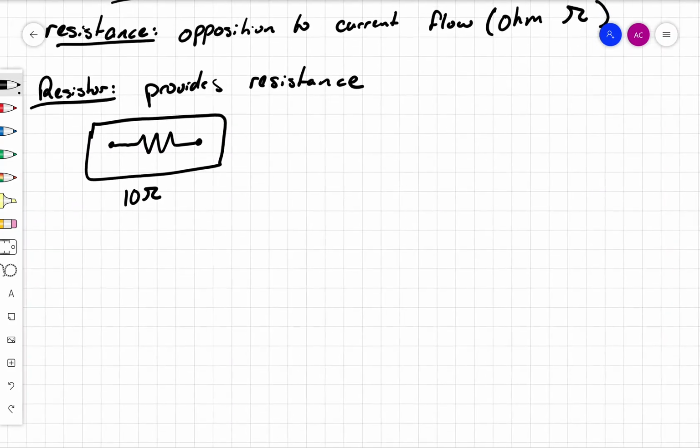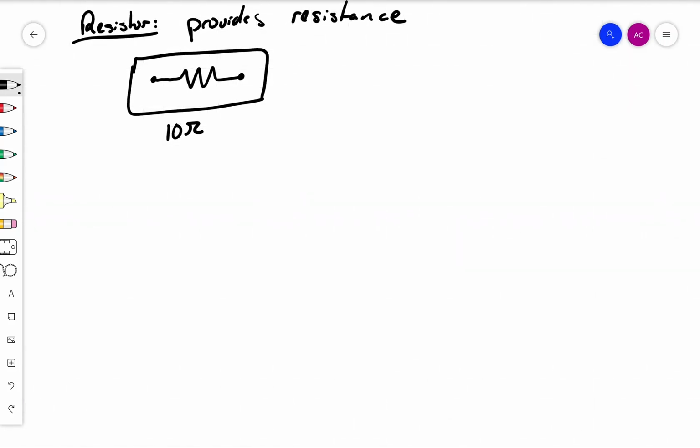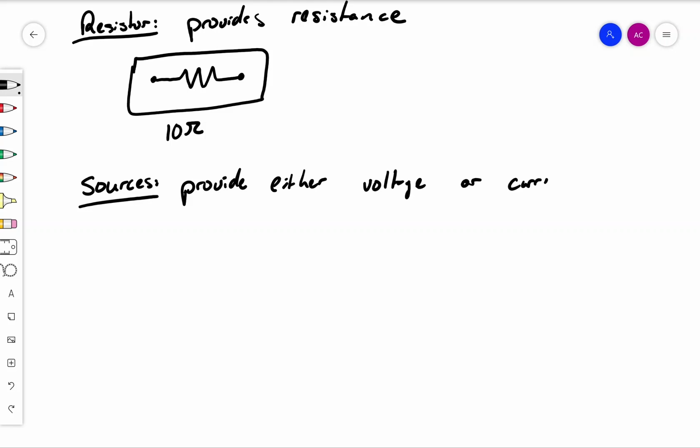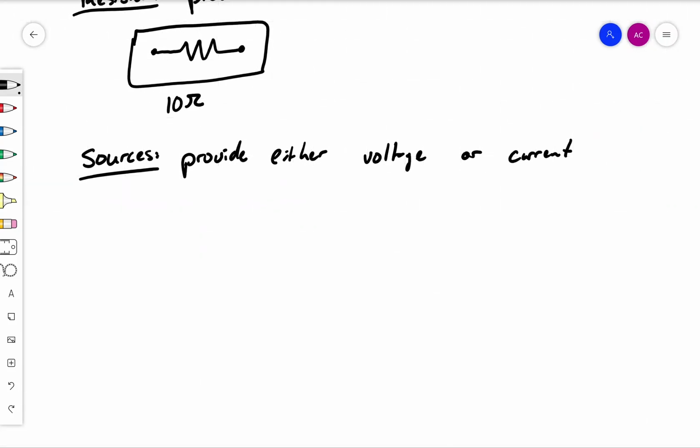Okay, so let's just go ahead and look back over at voltage and current sources before we start looking at some simple examples. So let's write down sources, and these provide either voltage or current. And a lot of times this voltage or current is fixed, but it can also be variable. But at the moment we're just going to be looking at fixed voltages or fixed currents.